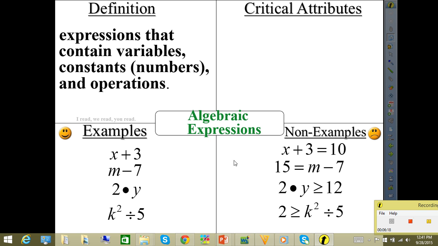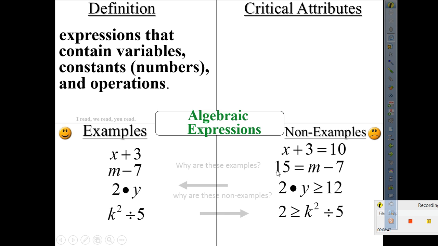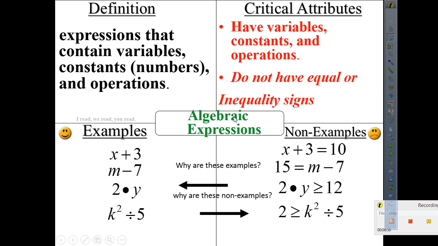Okay, I heard because these are equations. Yes. What else? They're not equal, which means they are inequalities. So the most important thing to remember is that algebraic expressions have variables, constants, and operations, no equal sign or inequality signs.